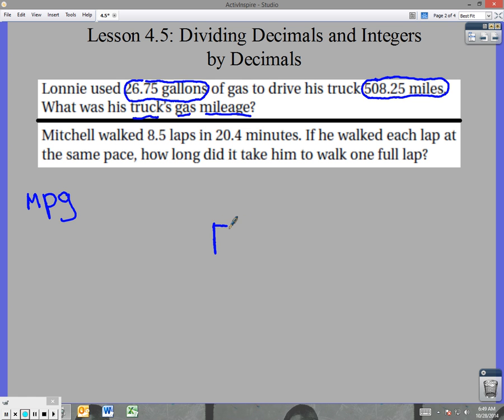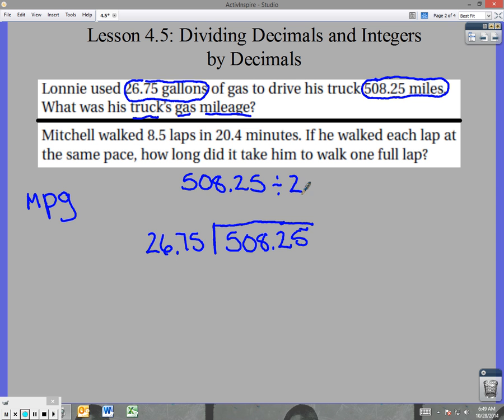What that tells me to do now is take that miles, which is 508 and 2/500, and divide that by the gallons of gas that he had, or that he started with, which is 26 and 7/500. Now I could write it like this. I could also write it like this: 508 and 2/500 divided by how many miles I traveled total by how many gallons I started with, which is 26 and 3/4 or 26 and 7/500.